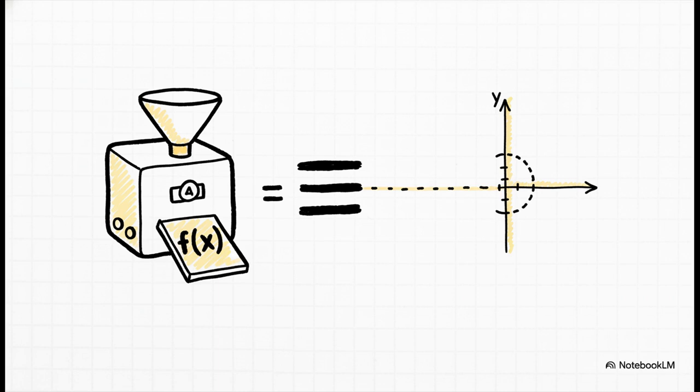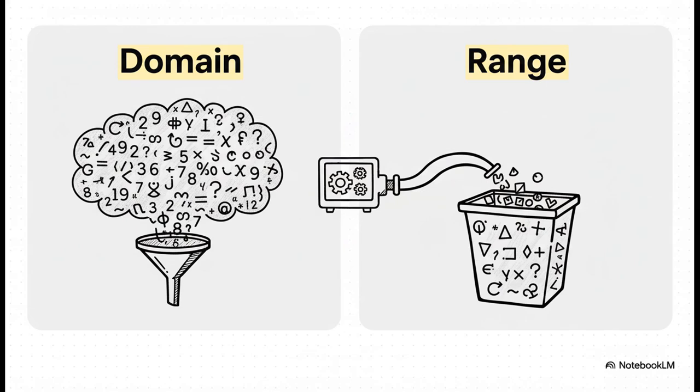And that brings us to two other big vocabulary words you're going to hear a lot, domain and range. Don't let them scare you. The domain is just the official name for all the possible inputs, all the x values you're allowed to plug into the function, and the range, well, that's just the set of all the possible outputs you can get, all the resulting y values. So, super simple.